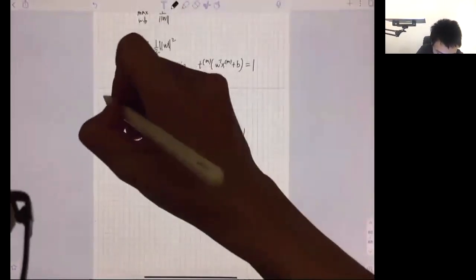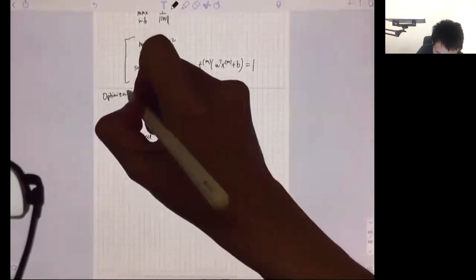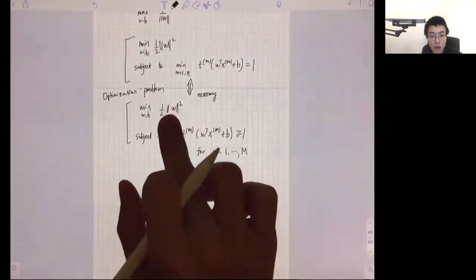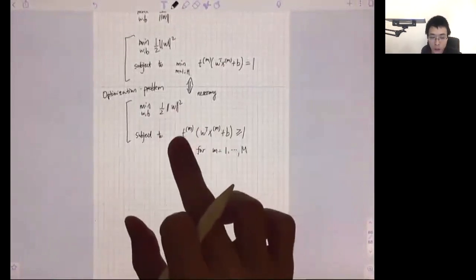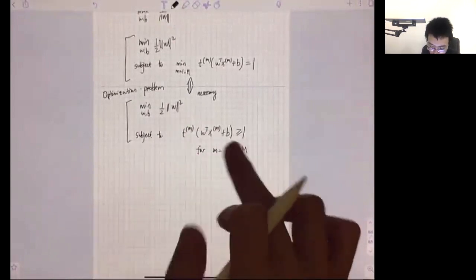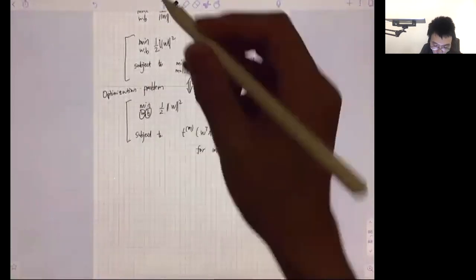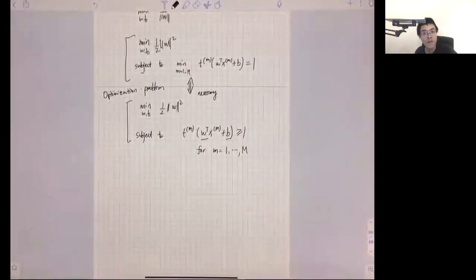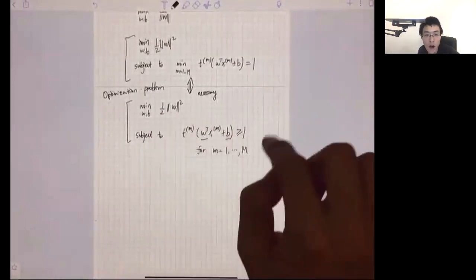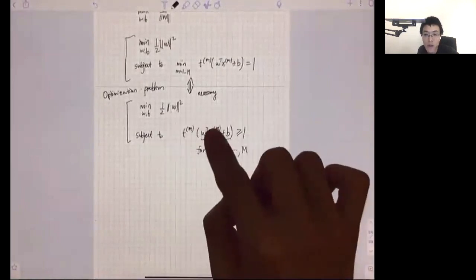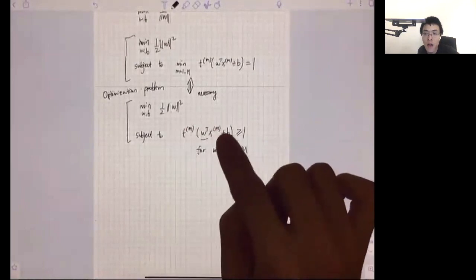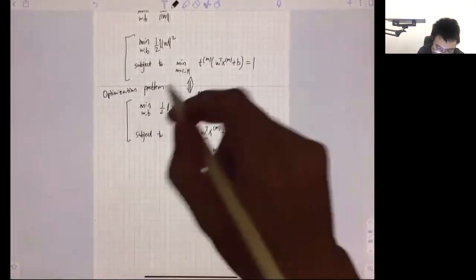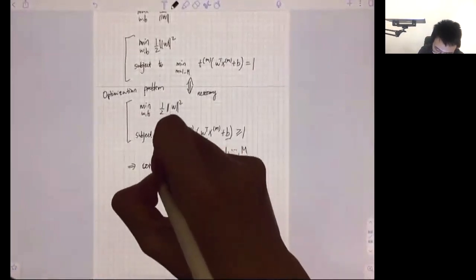Then I have my optimization problem: minimize the L2 norm of my weight subject to these things. So what is that? Where's my optimization variable? My optimization variable is W and B, okay? And this is actually an affine function of W and B. And an affine function is a convex function, and this is a convex constraint. Okay, so this is an inequality constraint, but this is convex, so it's a convex optimization problem. Okay, so this is convex optimization.